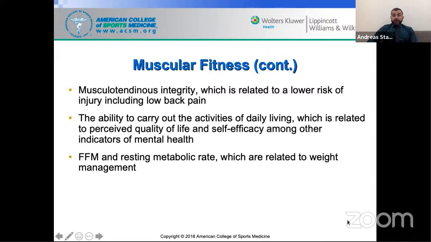It also reduces the risk for low back pain, right? Or also the risk of falling, and increases quality of life because we can carry out the activities of daily living. And also, the more muscle we have, the higher the resting metabolic rate. The higher the resting metabolic rate, the more calories we spend, which has, of course, to do with weight management, no matter what we're doing.